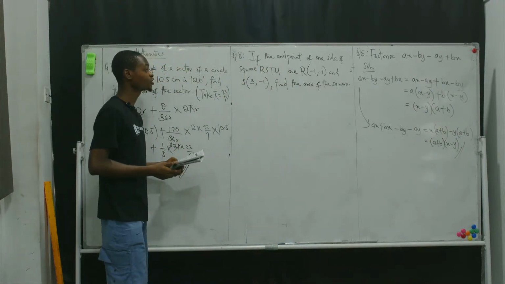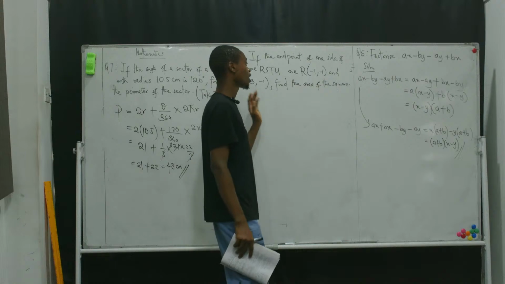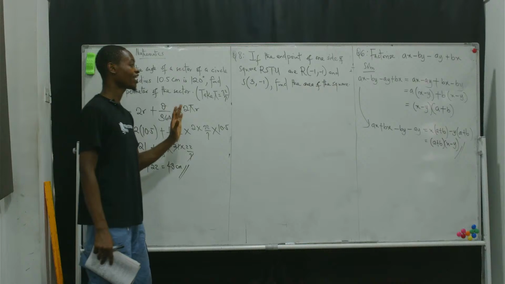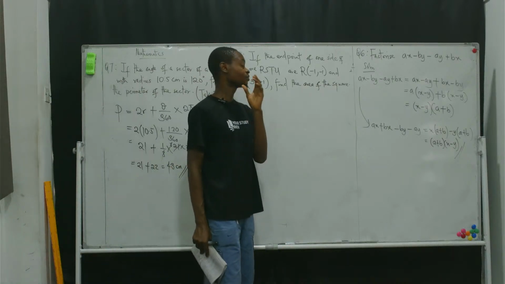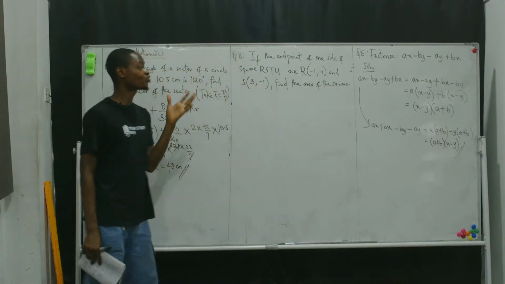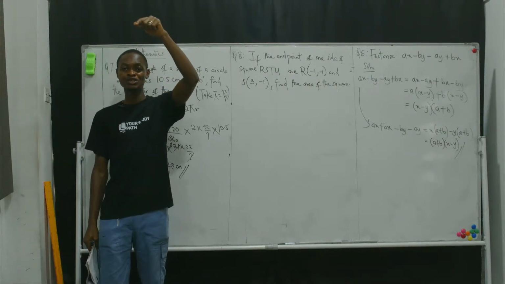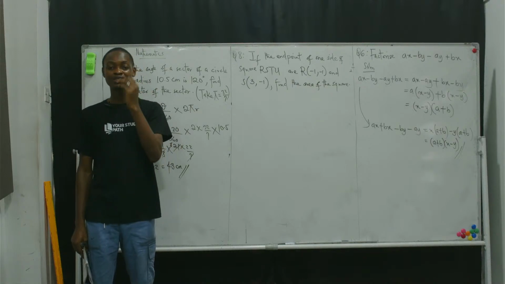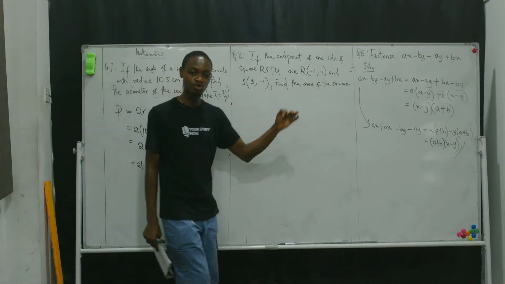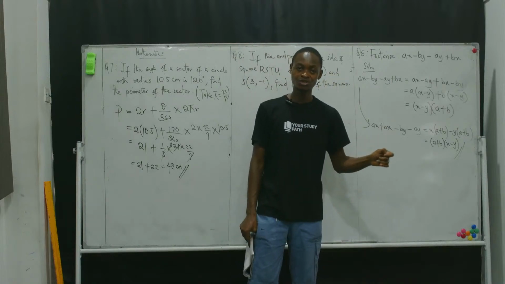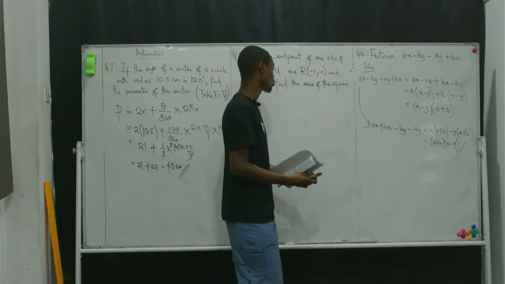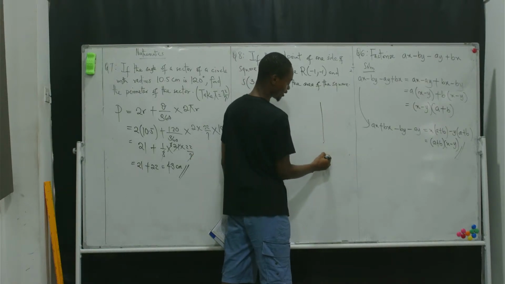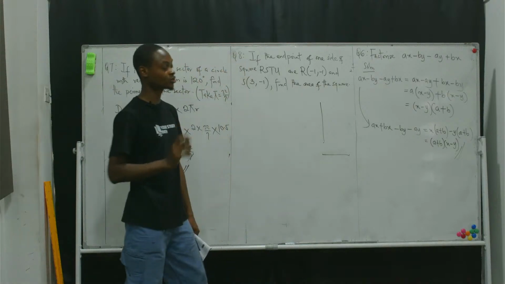So you have: if the endpoints of one side of square RSTU are R(-1, -1) and S(3, -1), find the area of the square. Now, do not mess it up. The endpoints of one side of the square are the top point and the bottom point of the line that forms the side, or the leftmost point to the rightmost point. So you're either taking from here to here with the line in between, or from here to here with the line in between. That is what the question is asking.